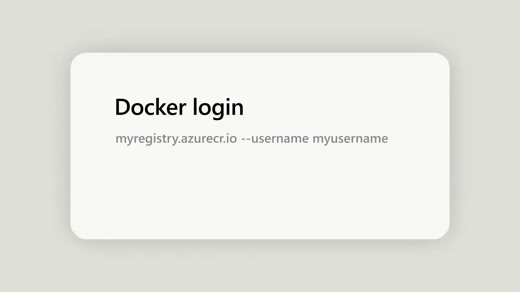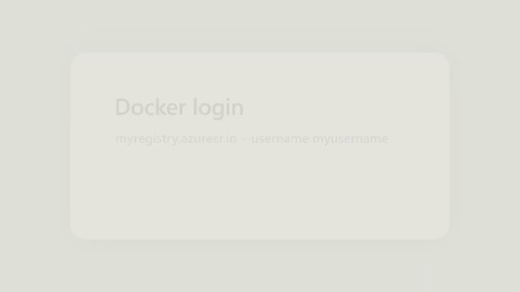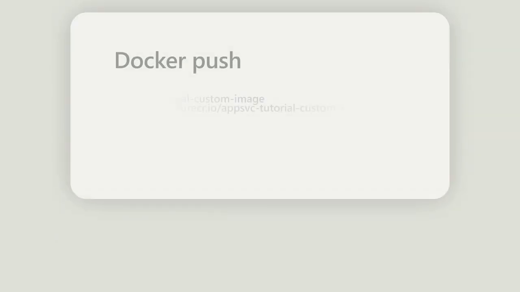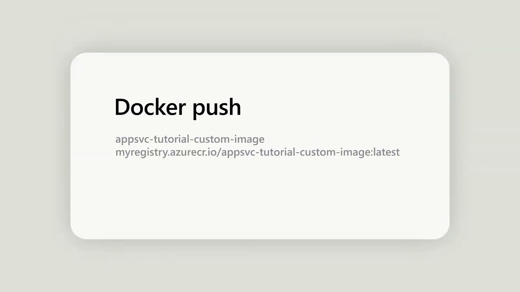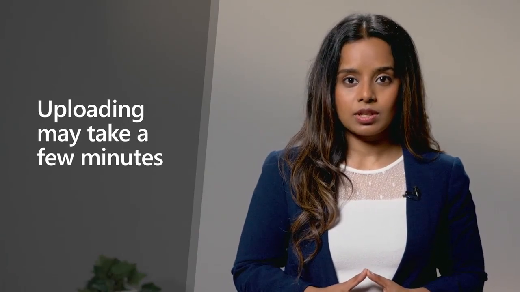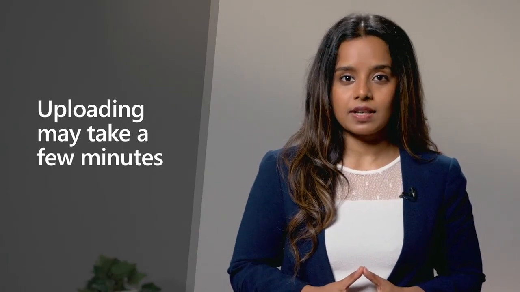From the local terminal where you built the sample image, use the Docker login command to sign in to the container registry. When the sign-in is successful, tag your local Docker image to the registry. Use the Docker push command to push the image to the registry. Uploading the image the first time might take a few minutes because it includes the base image. Subsequent uploads are typically faster. You then simply tell the Azure App Service to use this container for deployment.